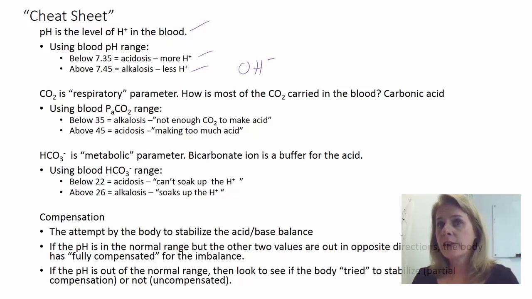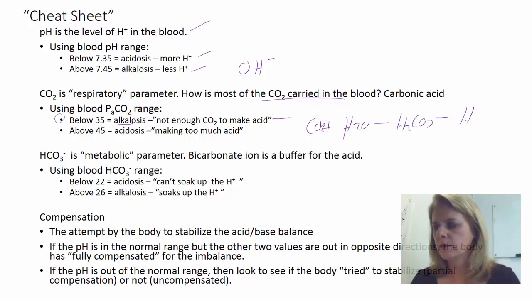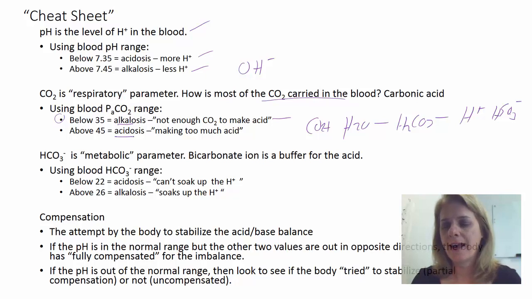Carbon dioxide is a respiratory parameter. That's telling you it's a lung thing. And we know that because CO2 is carried in the blood, and we're blowing CO2 off using our lungs to breathe. If your CO2 level is below its normal value of 35, you're in alkalosis. You don't have enough carbon dioxide to make acid. Think about that reaction: carbon dioxide plus water equals H2CO3, which breaks into hydrogen ions and bicarbonate. If you have too much CO2, you're in acidosis. You're making too much acid.